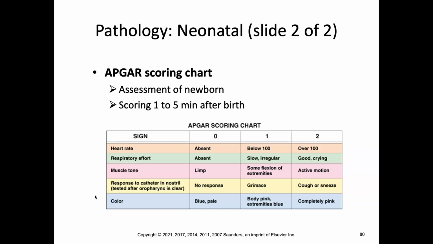If they don't see that right at birth and at 5 minutes after birth, then they'll check it again at 10 minutes after birth. But usually APGAR scores should be at least 7, 8, 9 right there at birth. Otherwise, there's going to need to be some interventions involved.